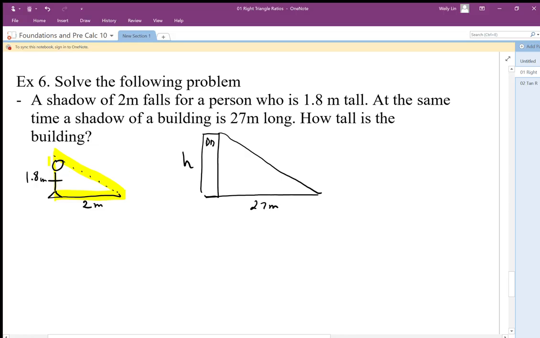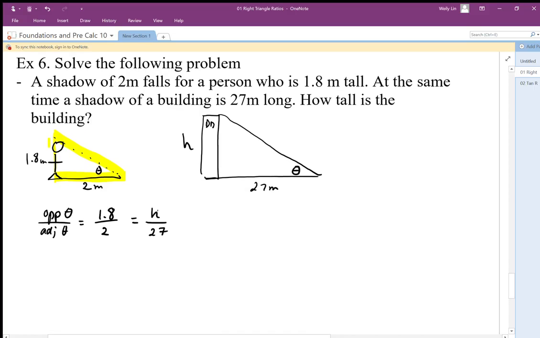First of all, we're going to make sure that we name the sides. I'm going to call this angle theta. I'm going to say that the opposite of angle theta over the adjacent of angle theta in the known triangle is 1.8 to 2. And we're going to use the same comparison here. So the opposite is going to be the height, and the adjacent is going to be 27 meters. Then I just solve this proportional equation.